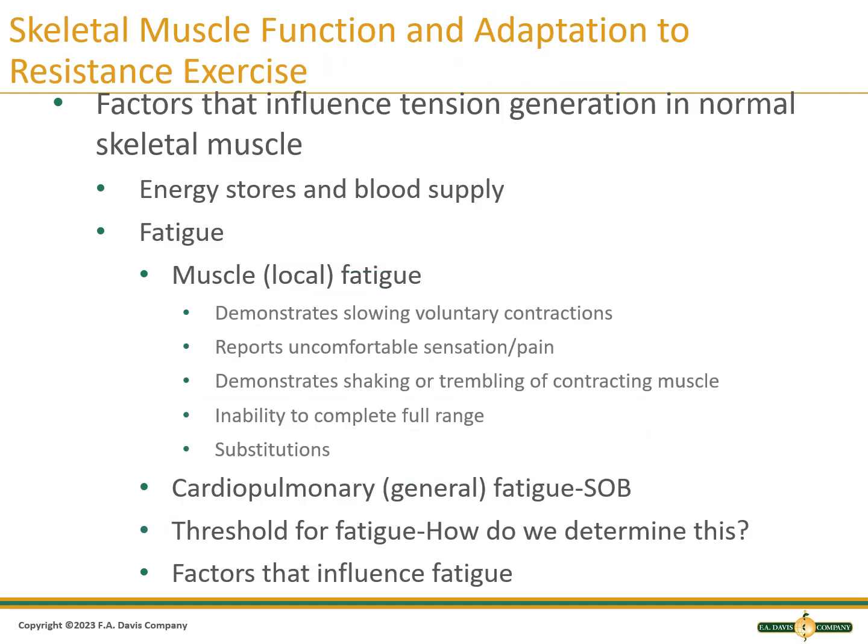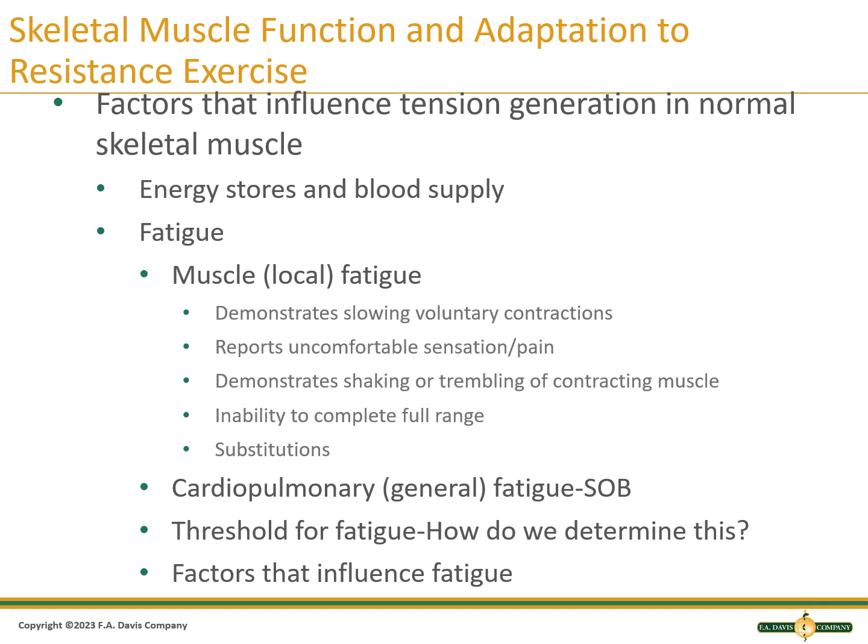Factors that influence tension generation in normal skeletal muscle can include the energy stores and blood supply. So how much energy is available within the body that the muscles can utilize for activation and contraction, and what is the blood supply to deliver that energy and oxygen to the muscles that they need to function? What does that look like?